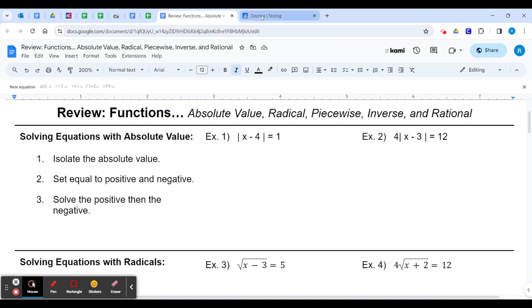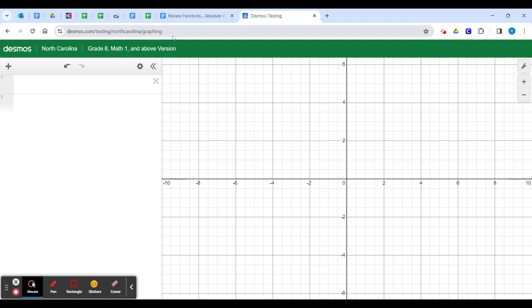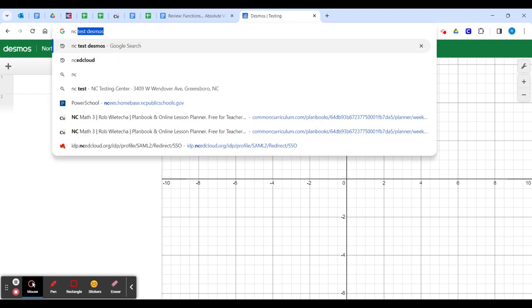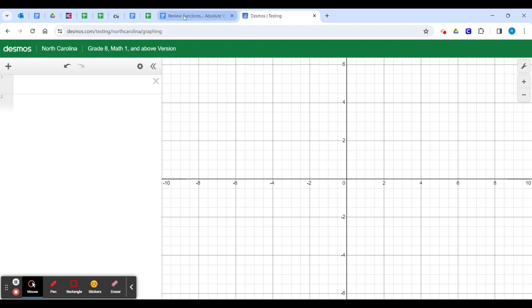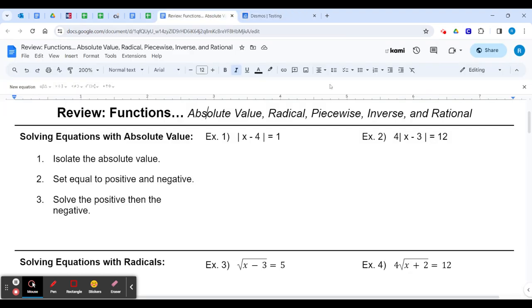Just like yesterday, make sure you have the NC Desmos or NC Test version of Desmos. Remember to just Google NC Test Desmos to get that pulled up. If you hit that first link, you will get access to it. That'll make sure that you have all the abilities you have when you take the test.